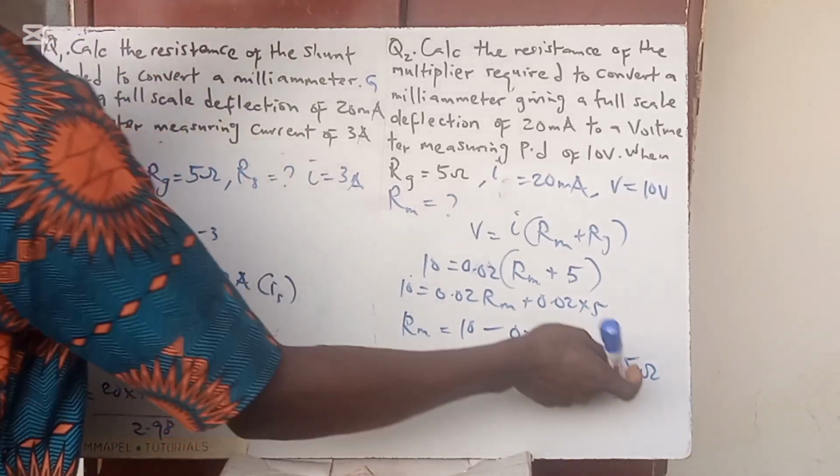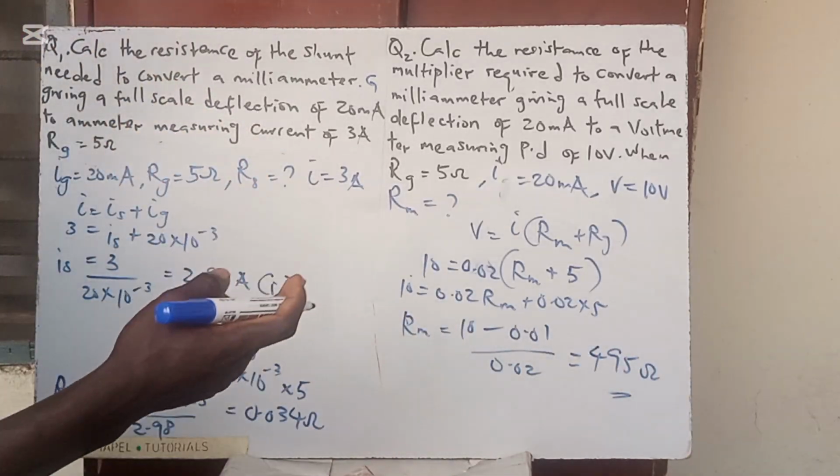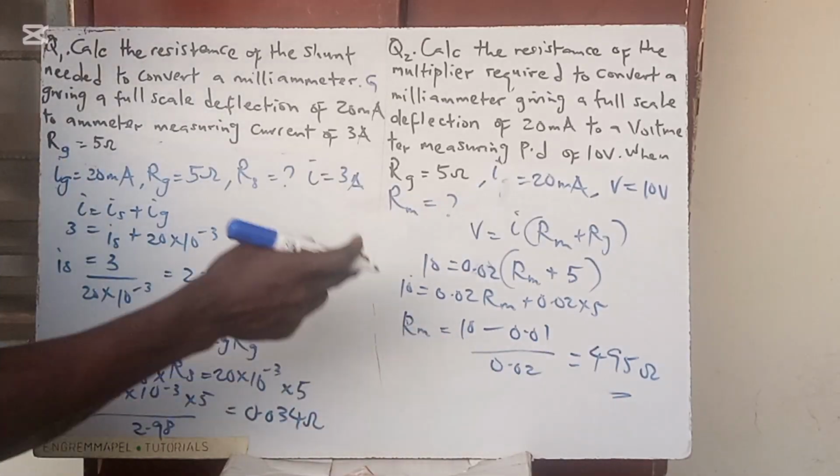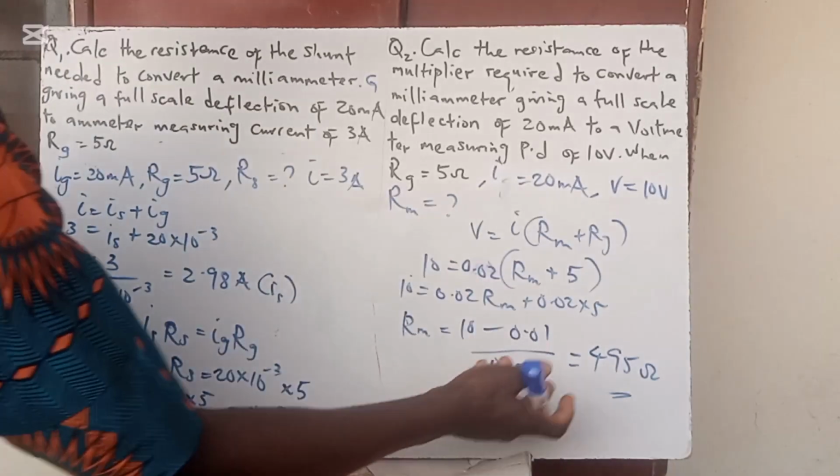495 ohms. The reason is that you are connecting a resistor value, which is a multiplier, in series as we did there, so the current value is going to be I.